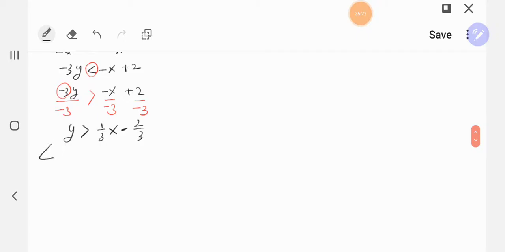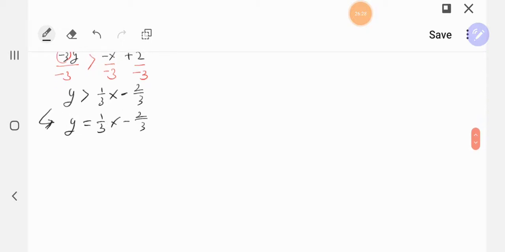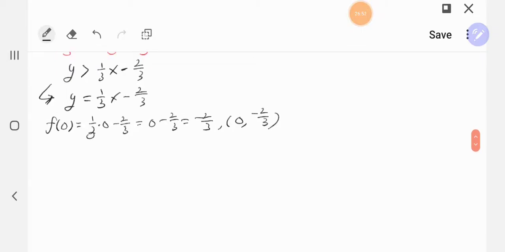So from this inequality, write an equation. Always write an equation so that we can draw a straight line, right? Using 2 points, let's find 2 points using 2 x values. The best one is when x equals 0. If x equals 0, then 1/3 times 0 minus 2/3 is equal to 0 minus 2/3, which means negative 2/3. So when x equals 0, y is negative 2/3.